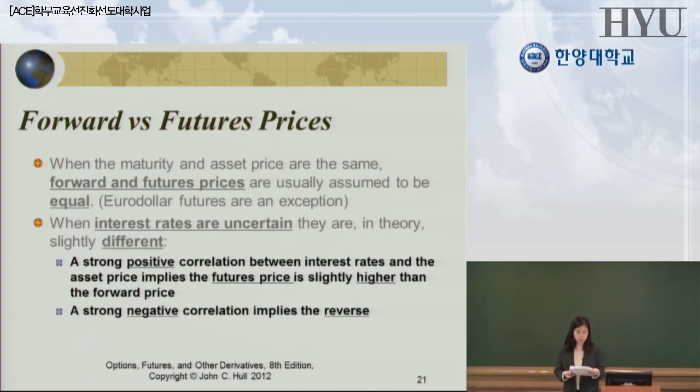Therefore, when the asset price is strongly positively correlated with interest rates, futures prices will tend to be higher than forward prices. And the opposite: when the asset price is strongly negatively correlated with interest rate, forward prices will tend to be higher than futures prices.